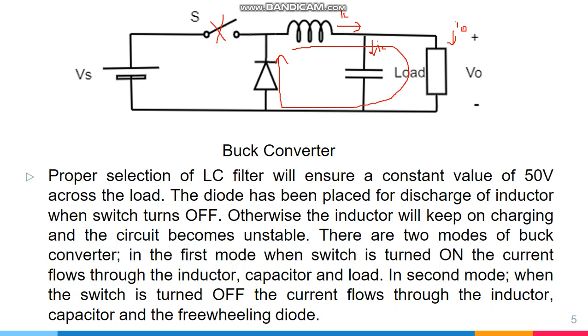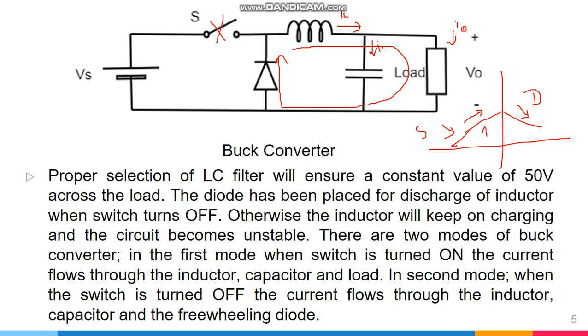So the current shape from this diode should be similar to the discharging shape of the inductor. If this is the shape from the inductor, this is the rising slope during the charging, and this is the negative slope, or decreasing slope, during the discharging time. This part will be due to the switch, and this is due to the diode.